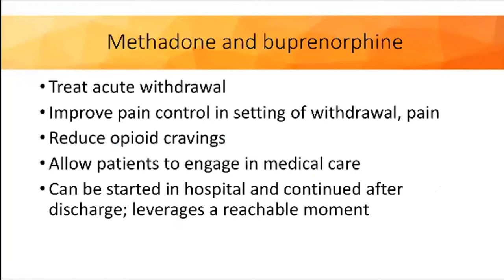So methadone and buprenorphine are both used to treat acute opiate withdrawal symptoms. Last lecture, we talked about the COWS and how to determine when a person has acute withdrawal symptoms. It can also improve pain control in the setting of withdrawal and pain, although just to recall from last time, there often will be some opioid hyperalgesia. So the patient may be somewhat more sensitive to pain and will likely have an upregulated opioid receptor system, so often will need higher doses than, say, another postoperative patient would need for pain control.